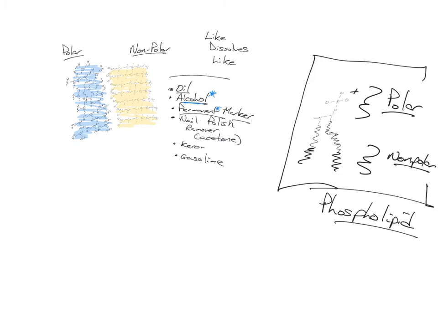Remember the nail polish and acetone? Both of those are nonpolar. Nail polish and acetone, nail polish remover. I remember that example I just used. So that's nonpolar dissolving nonpolar. Permanent marker being dissolved by alcohol. That's an example of what? Nonpolar dissolving nonpolar. Okay? Remember that.